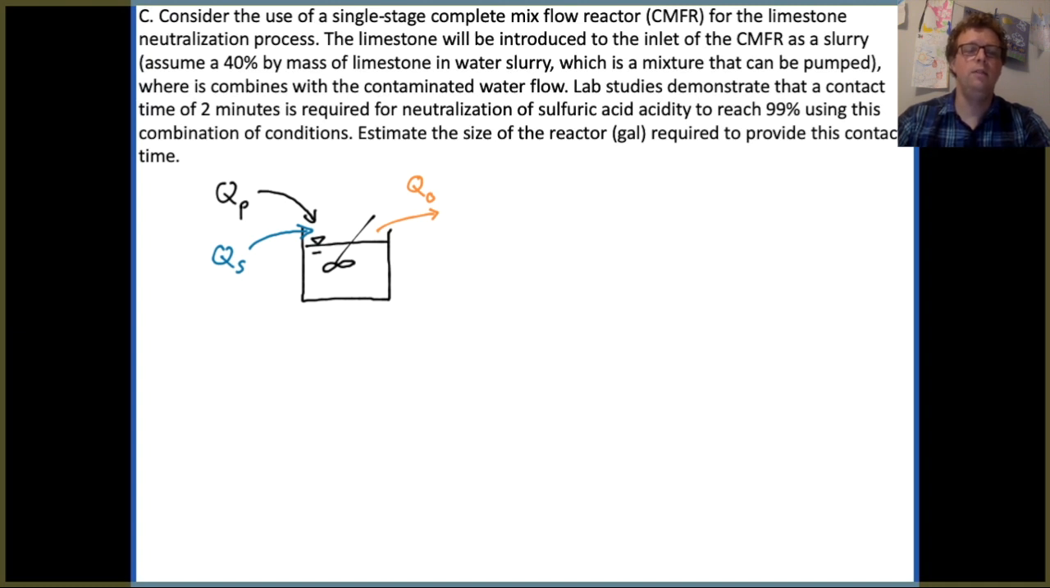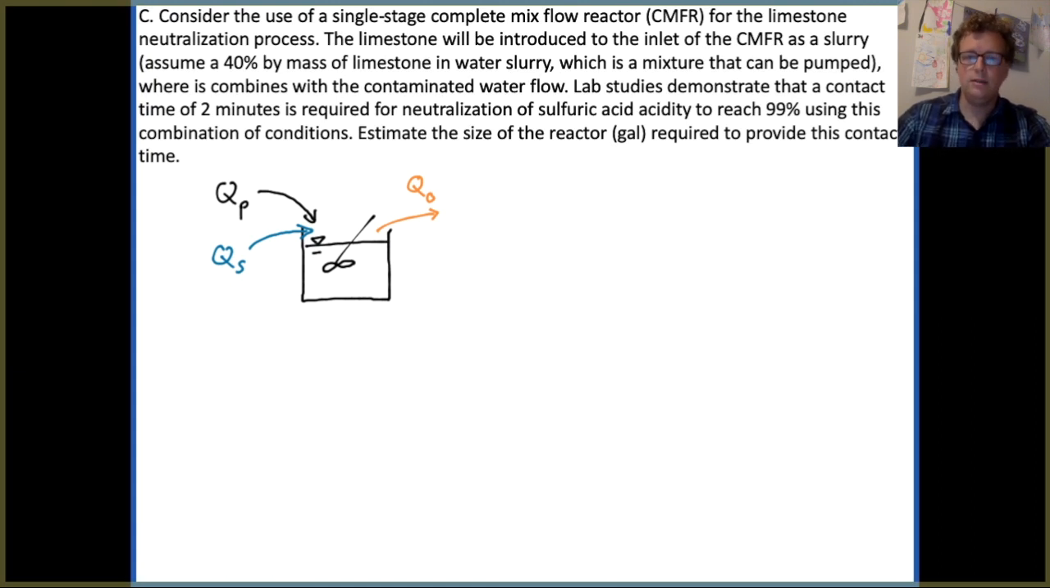Those things will go into the reactor, and then out of the reactor is going to flow in orange some outflow. And we also know that in the laboratory we used a batch reactor and determined about 2 minutes of contact time to reach 99% removal. So that'll be our design goal for this problem.